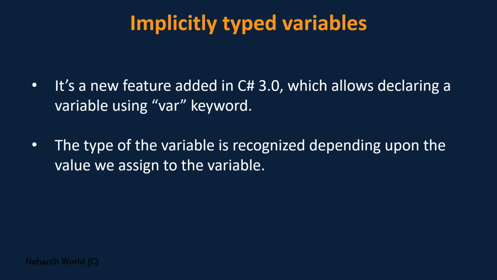Implicitly typed variables are a new feature added in C# 3.0, which allows declaring a variable using the var keyword instead of int, string, object, bool, like that. The type of the variable is recognized depending upon the value we assign to that variable. So let us see how we can do this.